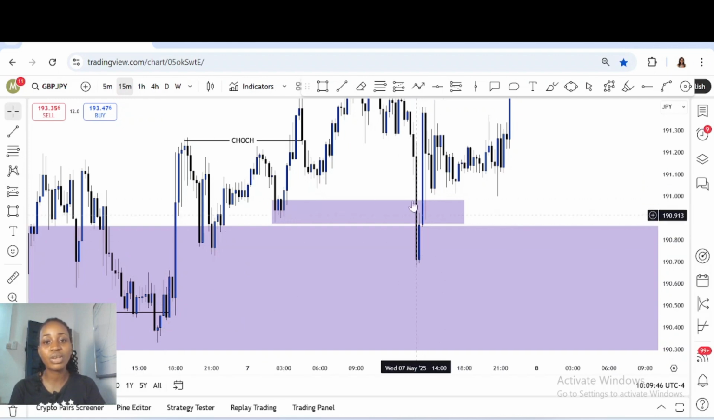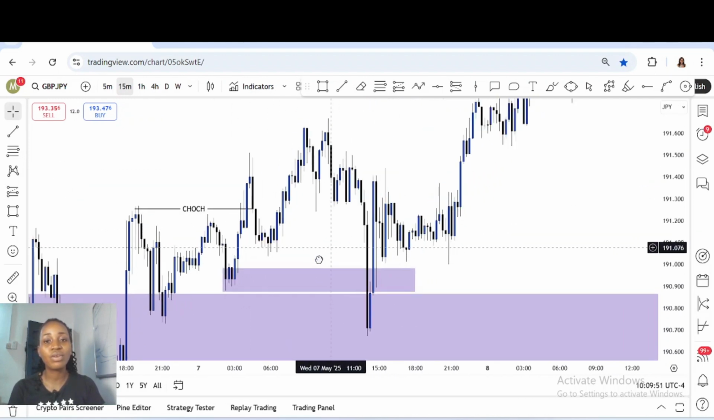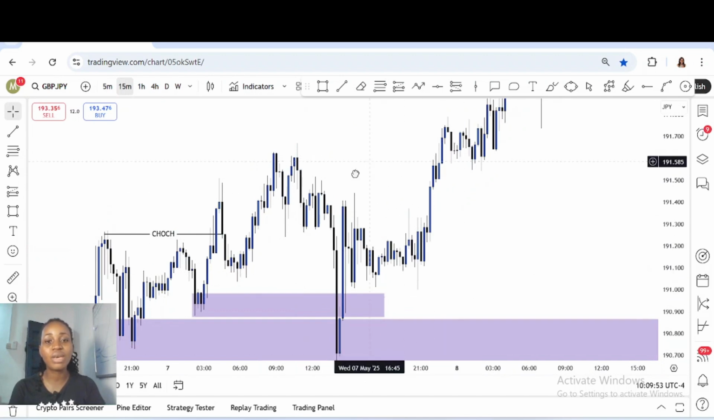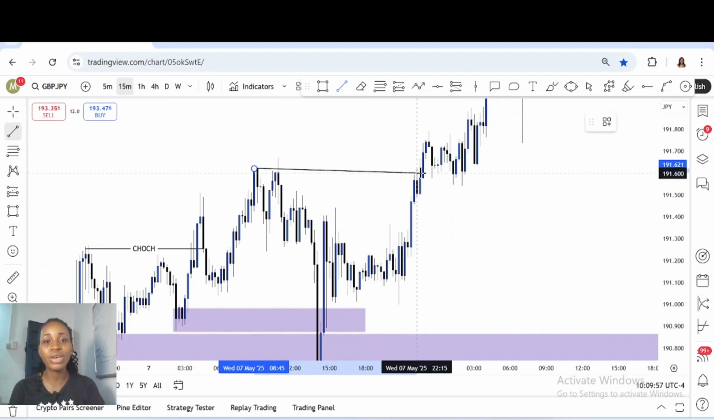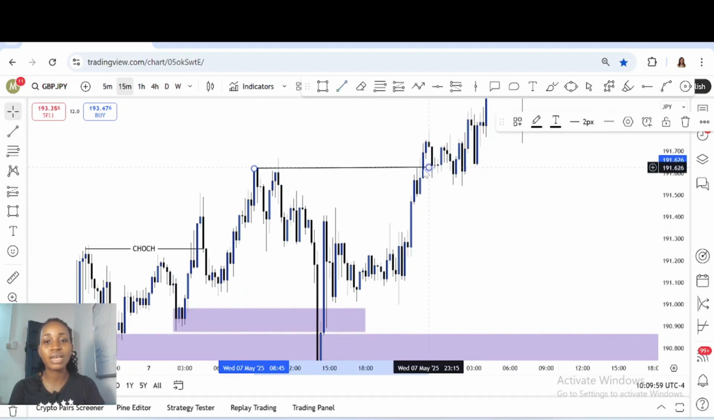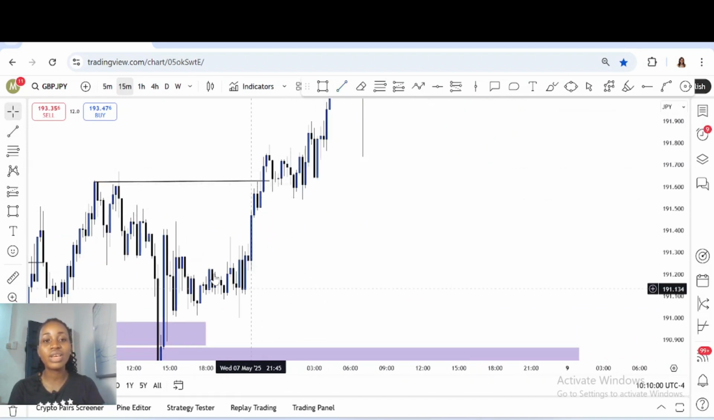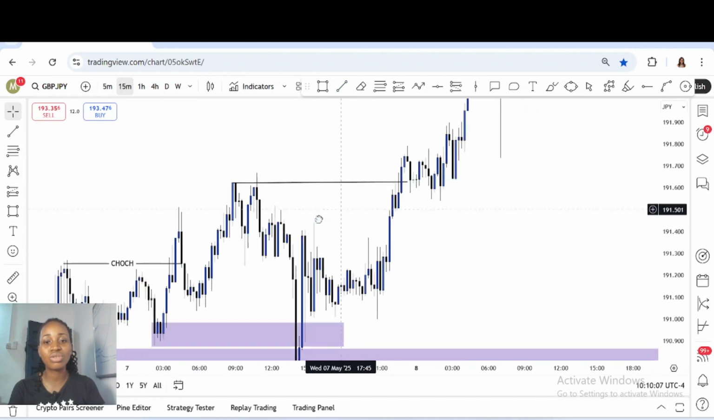We have here as the origin one, we have here as the first one, we also have this one here. Now price did not respect this one here. Price traded out of it, took out liquidity here. But from here you can see that price is now making its way up. Now let's identify this break. We have this break of structure here to the upside.